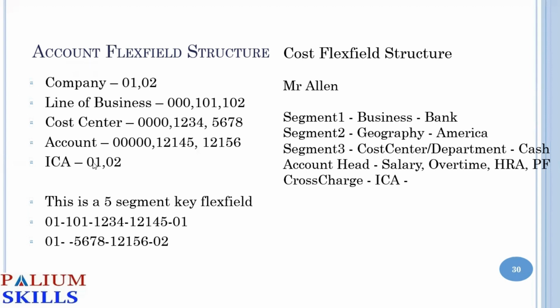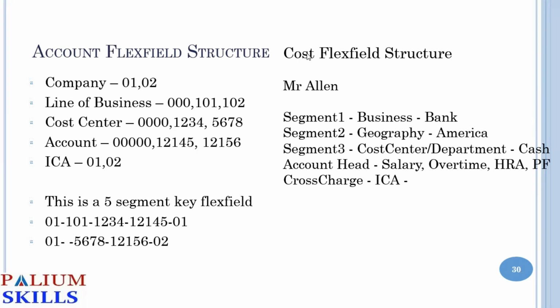So this is called a 5-segment key flex field. And when it is entered in the system, it will be shown like this: 01 dash 0101 dash 1234 dash 12145 dash 01. It can be any of these values. Okay. The values have to exist in that value set.